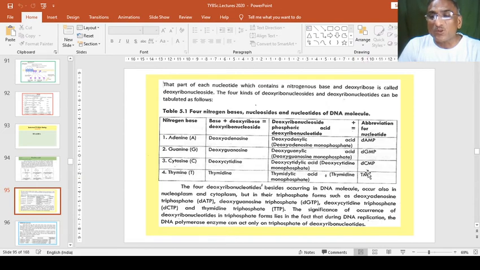Here the monophosphate group is there. Here the triphosphate group is there, because they are not present in DNA. In DNA these are monophosphate, and in cytoplasm and nucleus triphosphate. This is the simple difference among all these. And the significance of the occurrence of deoxyribonucleotides in triphosphate forms lies in the fact that during DNA replication, the DNA polymerase enzyme can act only on triphosphates of deoxyribonucleotides, and therefore they are in the triphosphate form before lying in the DNA.